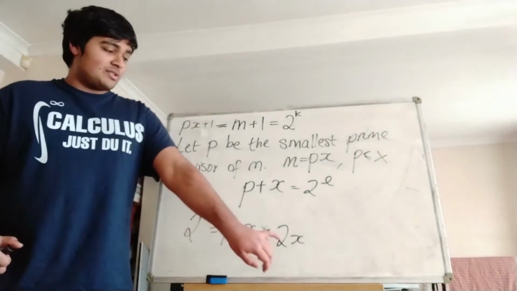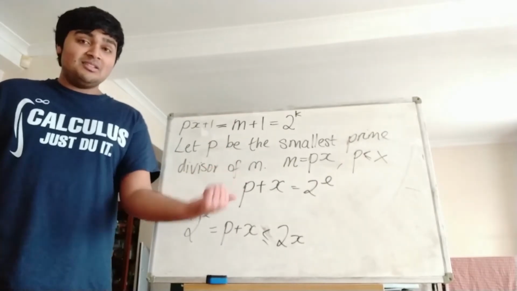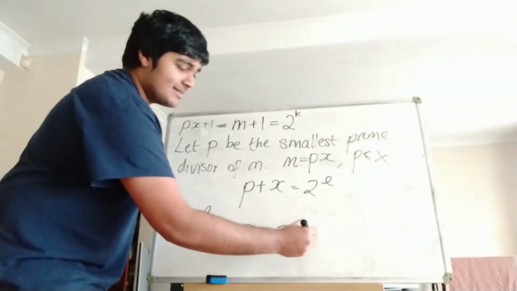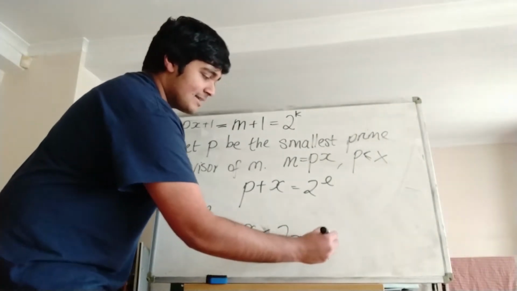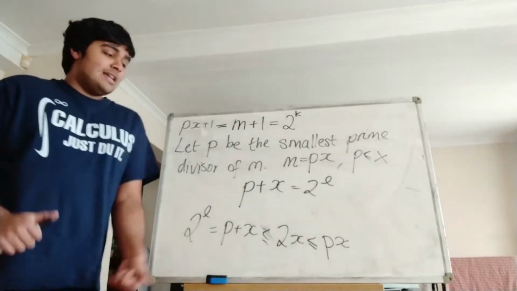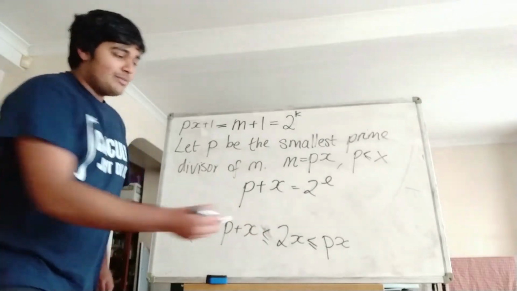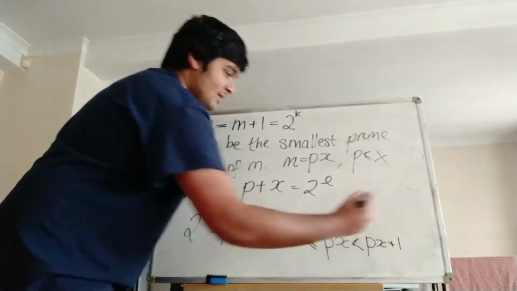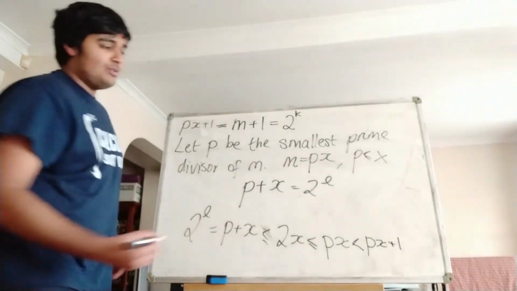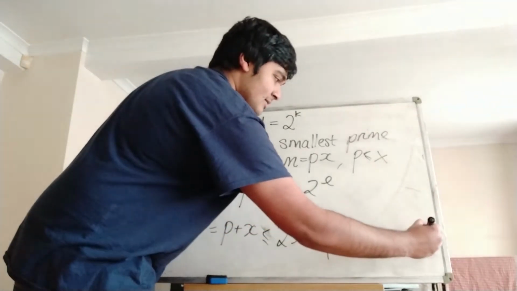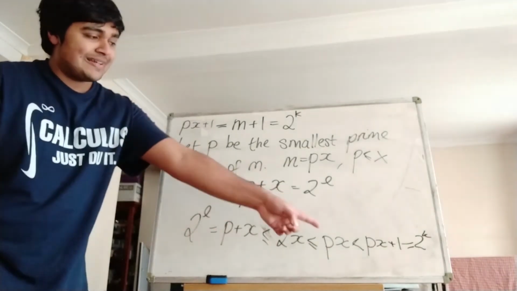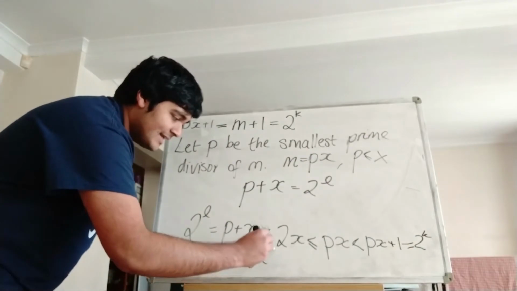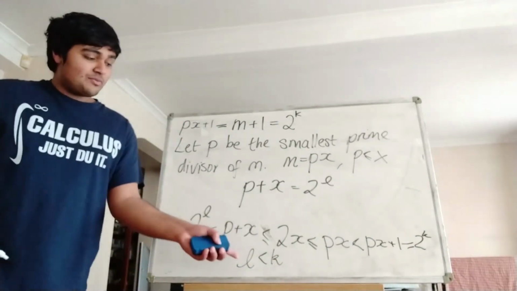But now we know that the smallest prime number is 2, and so any prime number is at least 2. So this thing here is certainly less than or equal to p times x, because any prime p is bigger than or equal to 2. But obviously this thing here is strictly less than px plus 1. But px plus 1 is just 2 to the k. Okay, so we get that 2 to the l is strictly less than 2 to the k, which means that l is strictly less than k. Okay, so we've derived this inequality.